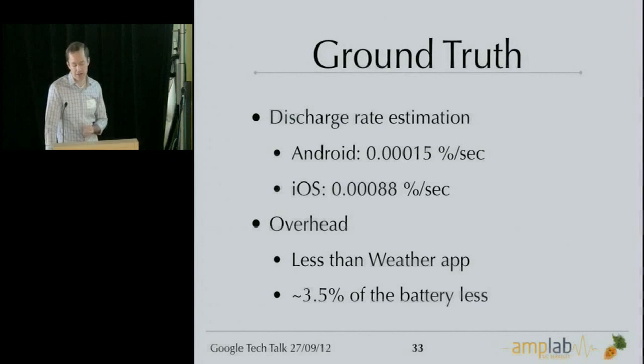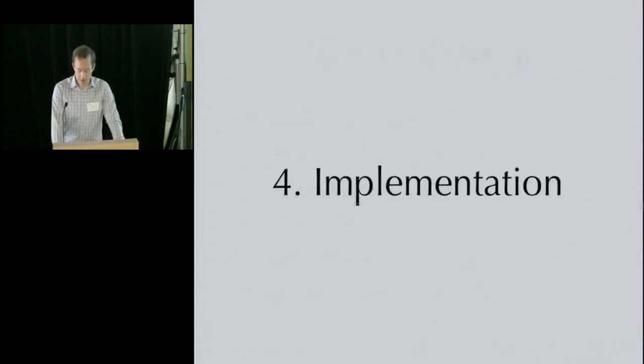And the second is that Carat is extremely low overhead. During the experiment where Carat was not running, in its place we ran the standard weather app. And Carat uses less energy than the weather app. The weather app uses 3.5% more of the battery over the course of this experiment than Carat. Okay, so that was the ground truth experiments.